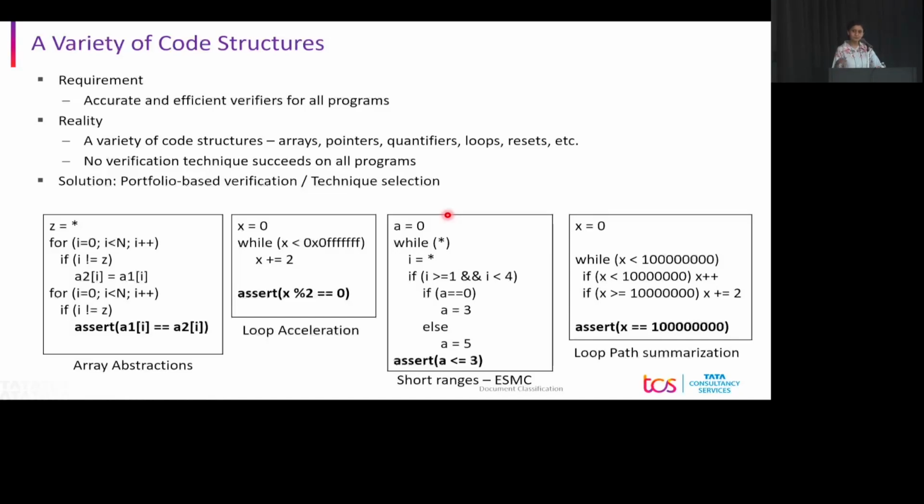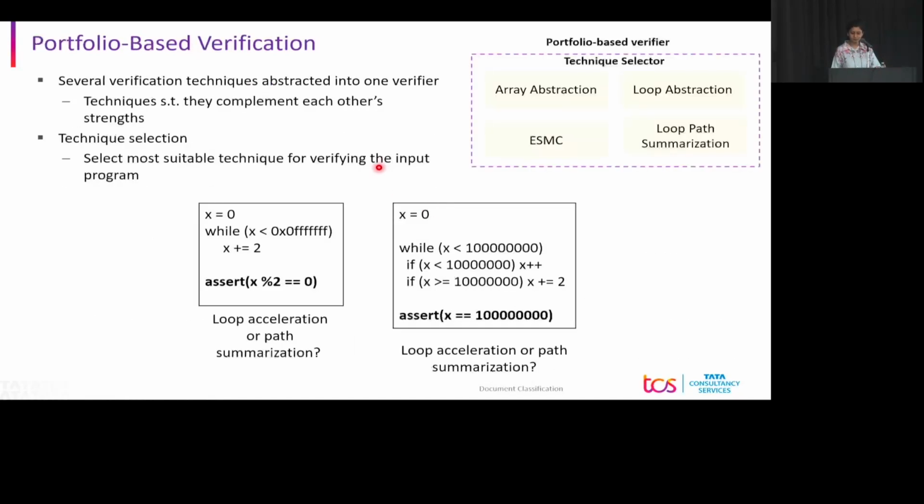So your chances of selecting the right technique and then verifying it improves. So this is just to show how it looks. So here is a portfolio-based verifier, which has 4 techniques: array abstraction, loop abstraction, ESMC, that is explicit state model checking, and loop path summarization.